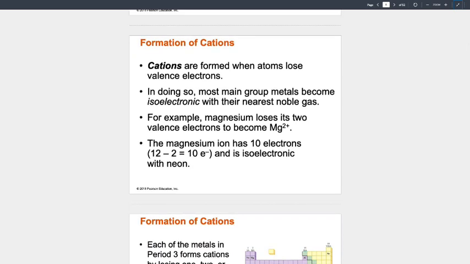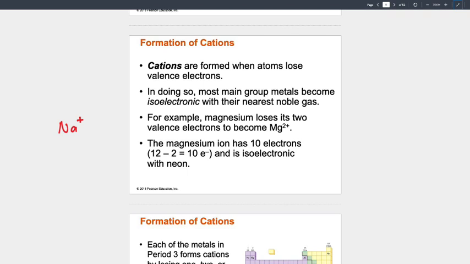Cations are formed. Our cations are our positive ones, the ones that have now lost their electrons. We need to know that so that when I see a sodium ion, I know that it is called a cation. What does that mean? You need to know that cations are positive.